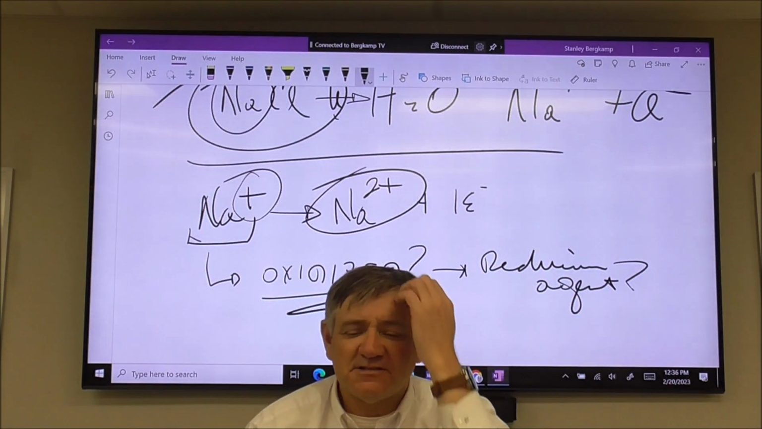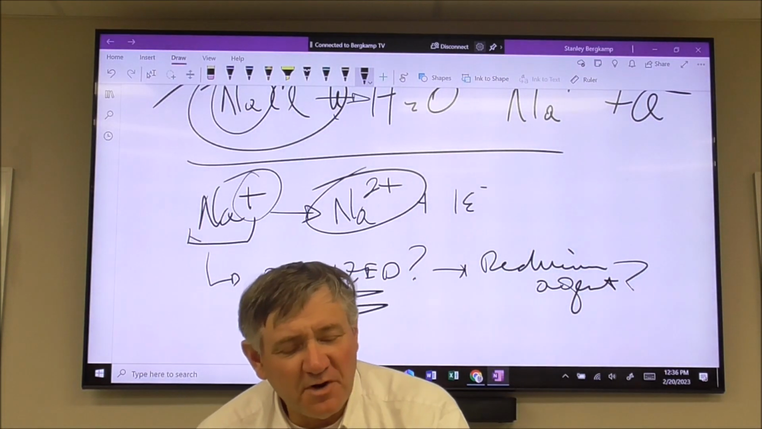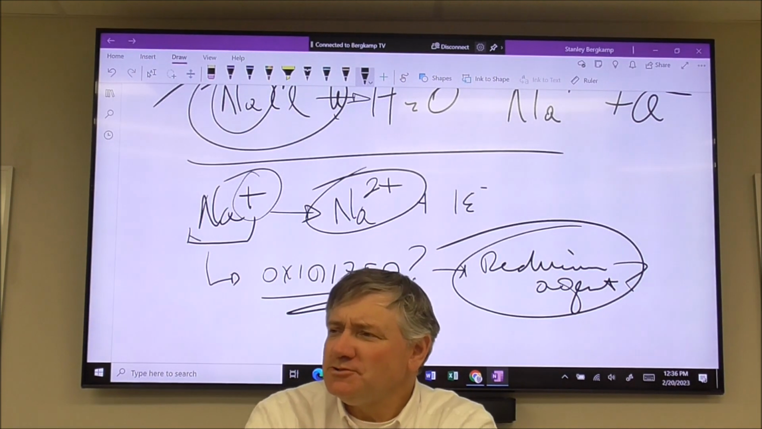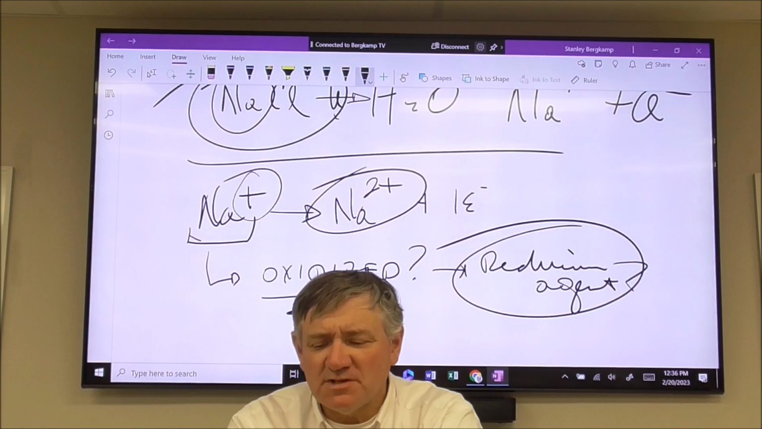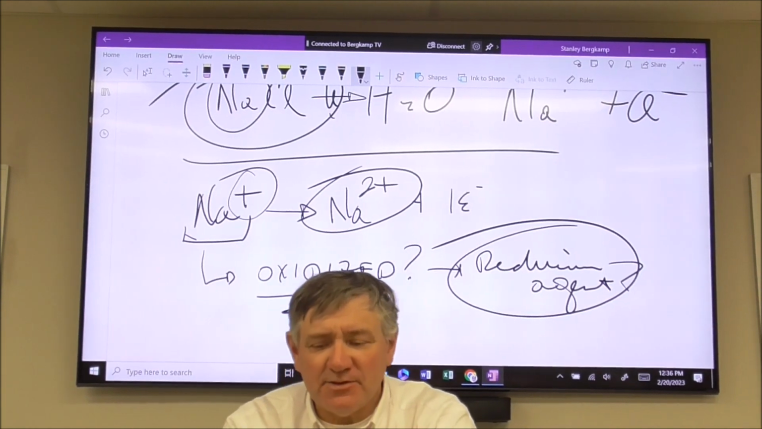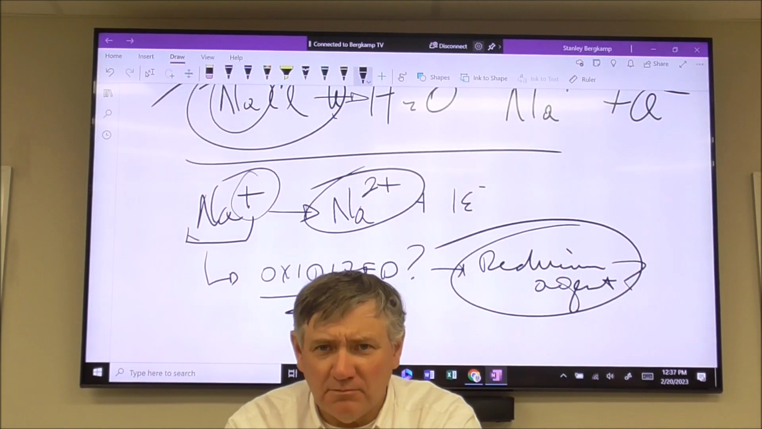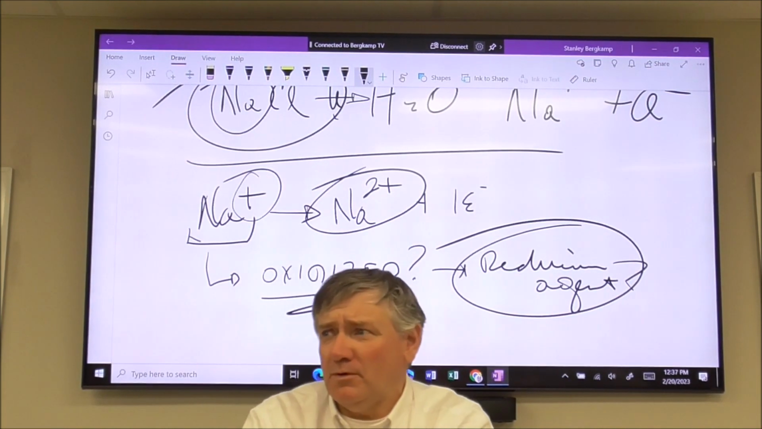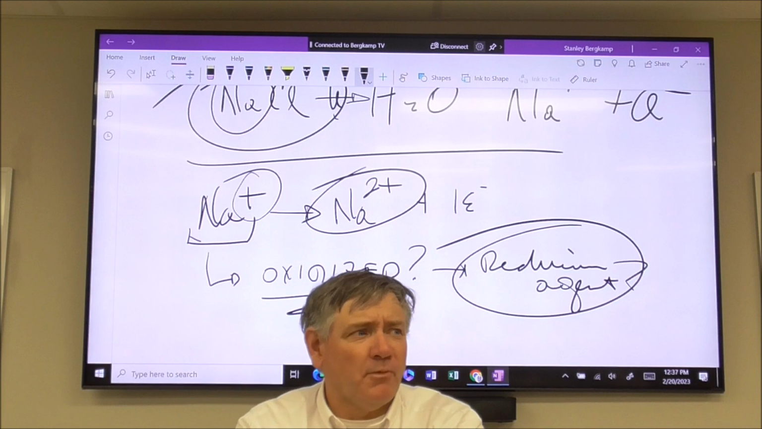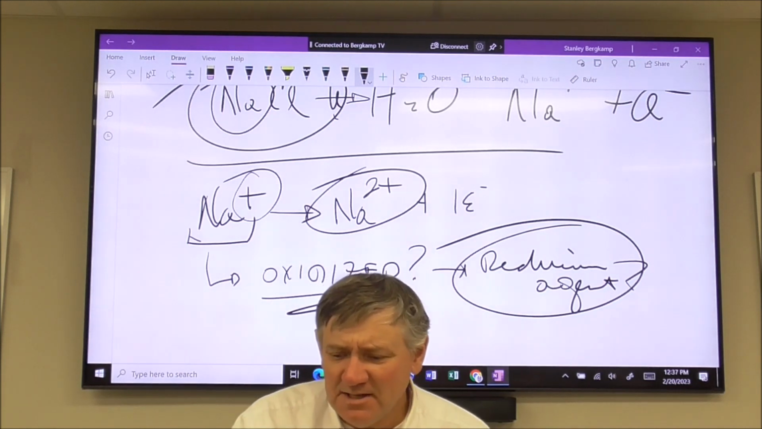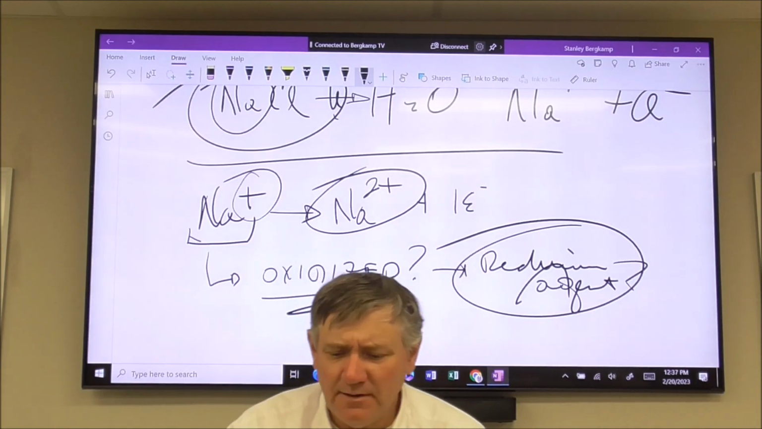All right, so, would a sodium ion make a good reducing agent? No, it's horrible, absolutely horrible. A sodium ion isn't going to give away another electron and turn into Na2+. It's a horrible reducing agent, okay?